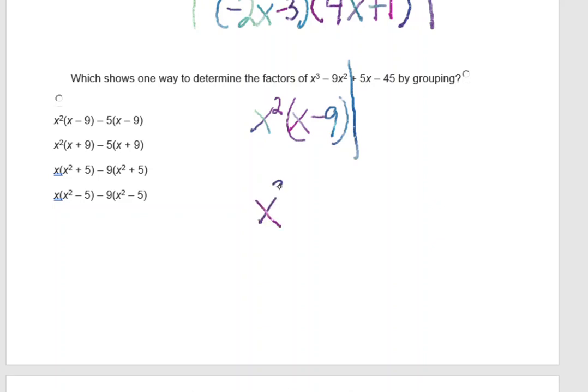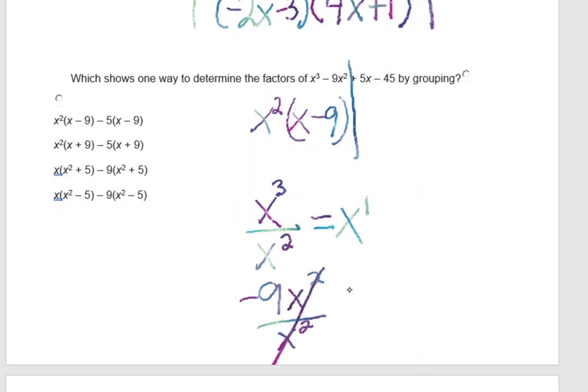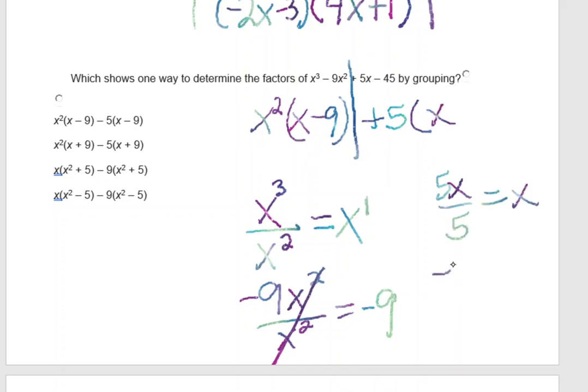So again, we got that by saying x cubed divided by x squared. Keep the base, subtract the exponents. That's x to the first. Negative 9x squared divided by x squared: the x squareds cancel, leaving me with negative 9. So that's why this first parenthesis is x minus 9. And then in the second parentheses, we could factor out a positive 5. 5x divided by 5 is x. Negative 45 divided by 5 is negative 9.